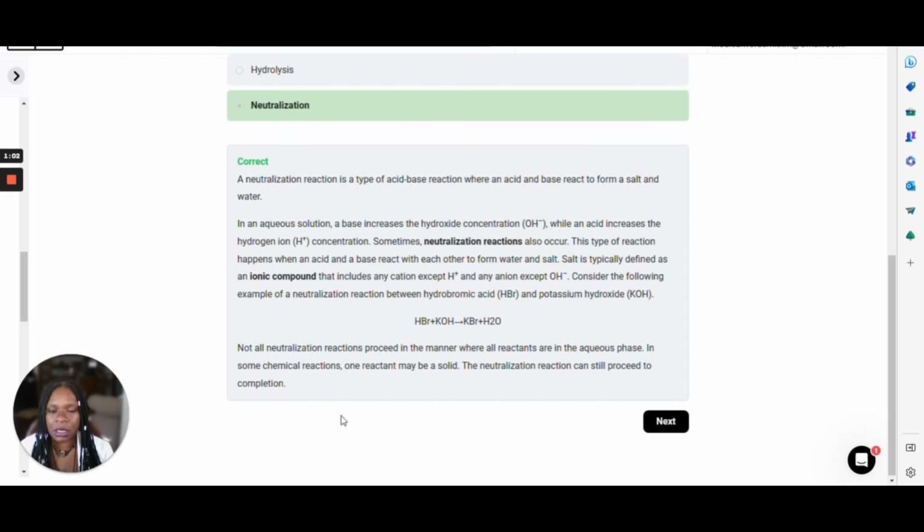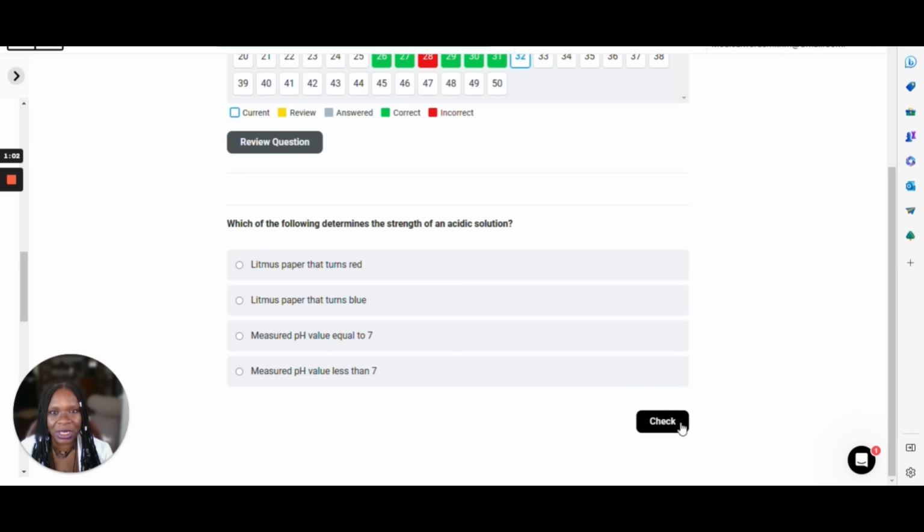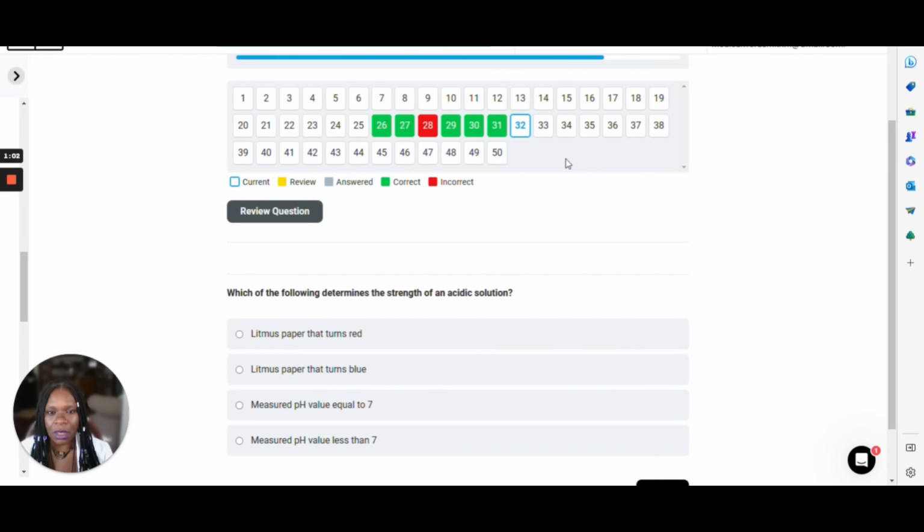So let's see here. We're going to move on to our next question. Question number 32 is, which of the following determines the strength of an acidic solution? Is it litmus paper that turns red, litmus paper that turns blue, measured pH value equal to 7, or a measured pH value less than 7? So we just kind of went over this a little bit ago when we were talking about neutralization, and we're going to say any pH that is measured less than 7 is going to be considered acidic. Let's see if we're right.